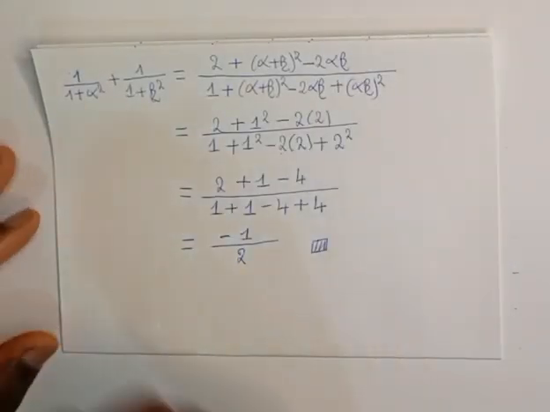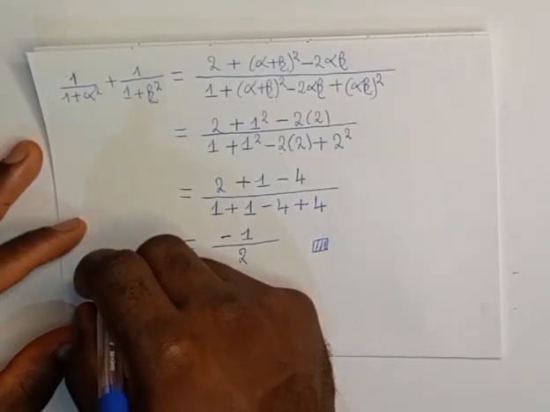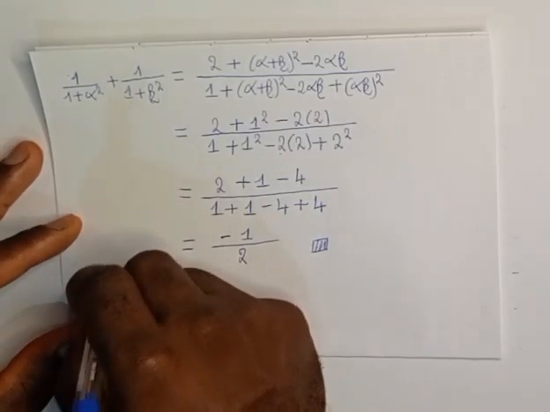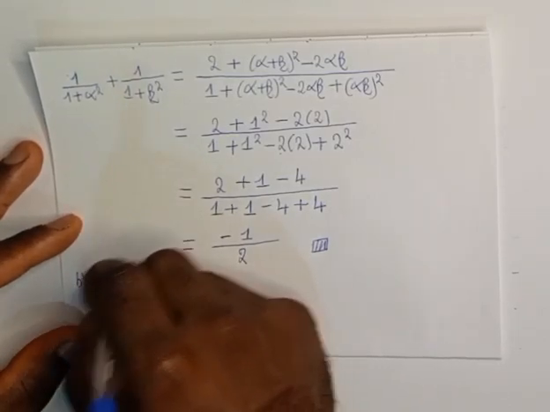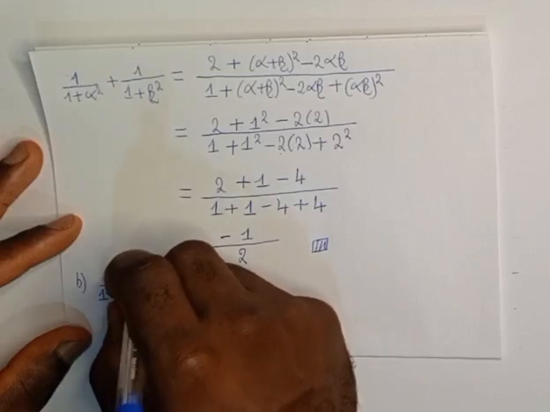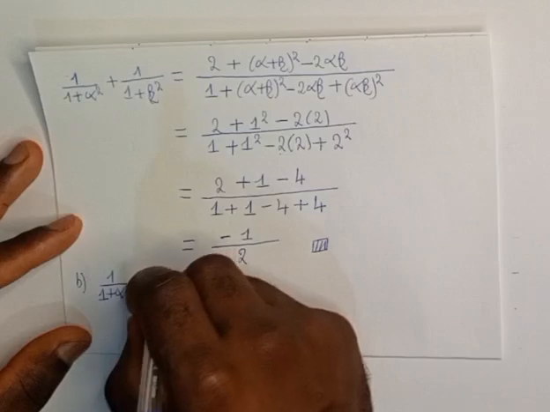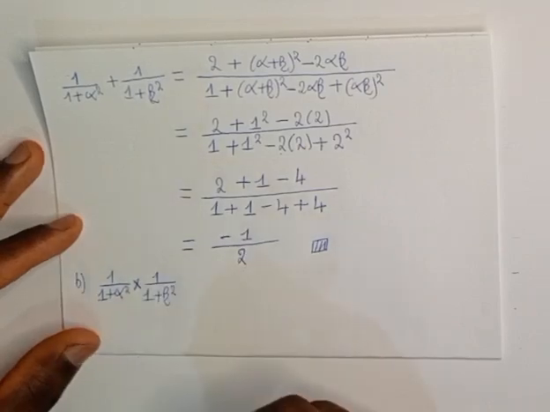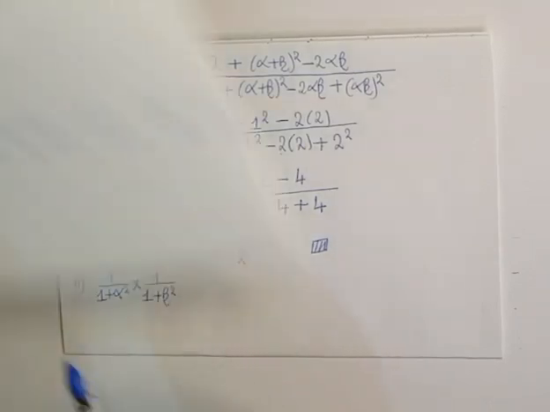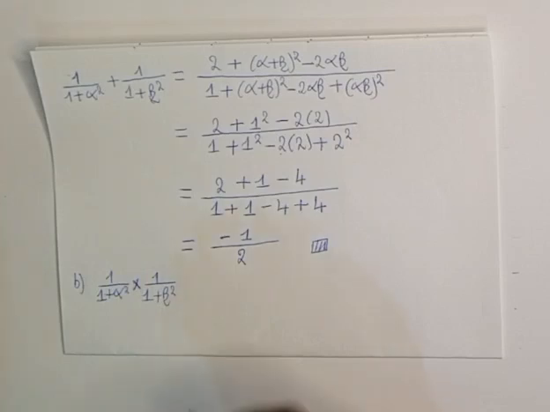We move now to B. For B, we have to find the product, that is 1 over 1 plus alpha squared times 1 over 1 plus beta squared. We have to show that this product is equal to a half.